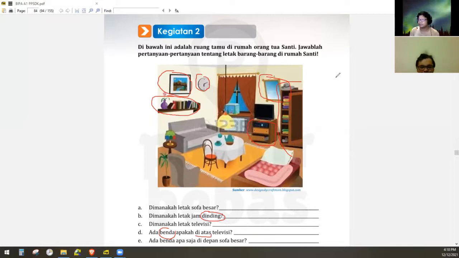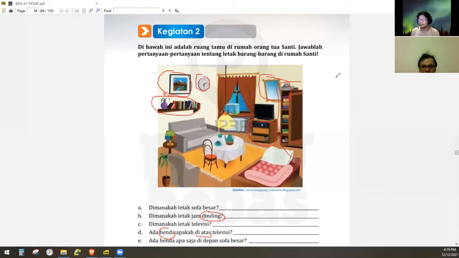Ada televisi di atas cermin. That will be the other way around. You can say it like this, just repeat. Cermin ada di atas televisi. Yes, or you can also say di atas televisi ada cermin. That is the same meaning.